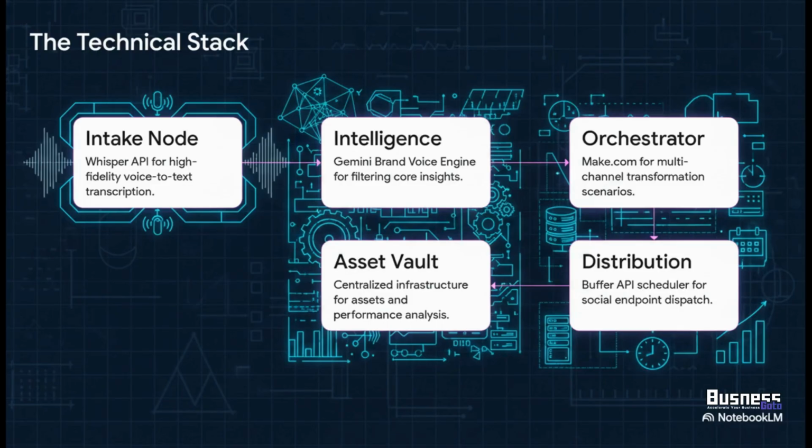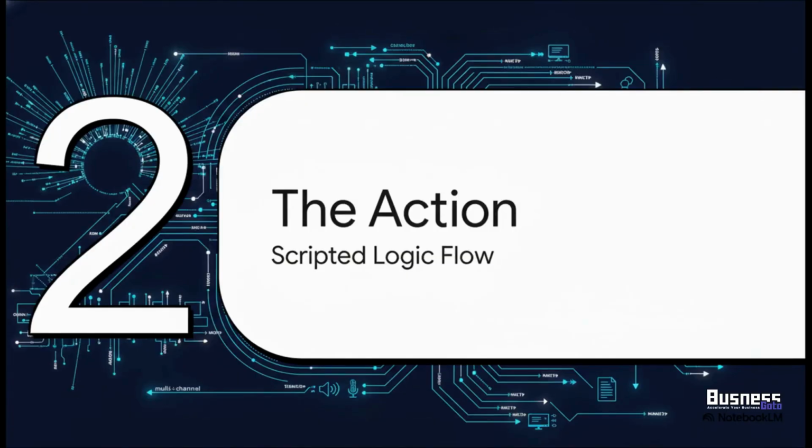Okay, so let's walk through these 5 core components on the diagram. First up is the intake node, which uses the Whisper API for really high-quality voice-to-text. Next, that text goes to the intelligence layer, which is powered by Gemini. That's your brand voice engine. Then the orchestrator, which is kind of the central hub of this whole process, is make.com. From there, your content moves to the distribution bridge handled by the Buffer API. And finally, everything, the content, the data, it all gets stored and analyzed in the Asset Vault, which is your centralized infrastructure.